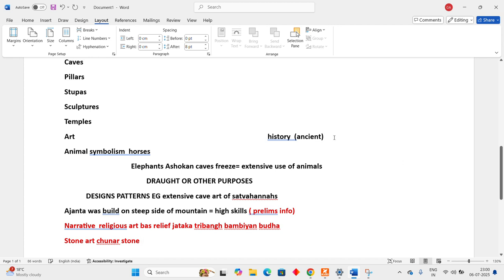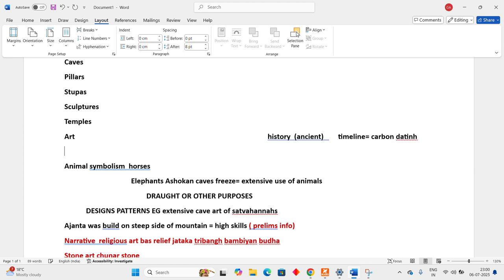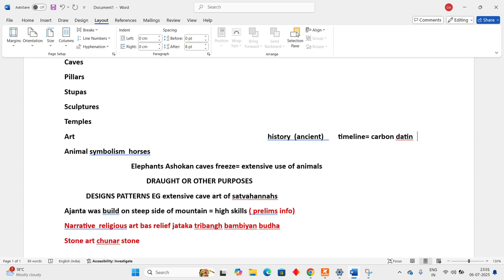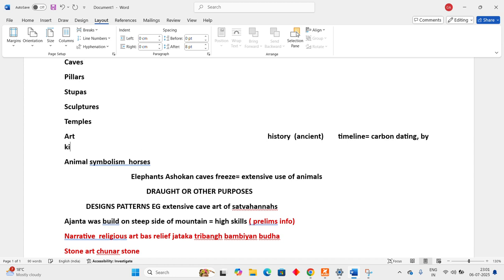Now, if you come to history, in case of history, I can think of it represents the timeline. Timeline I can know. How do I know the timeline? Timeline I can know with the help of carbon dating, or if something has been mentioned by the king himself.